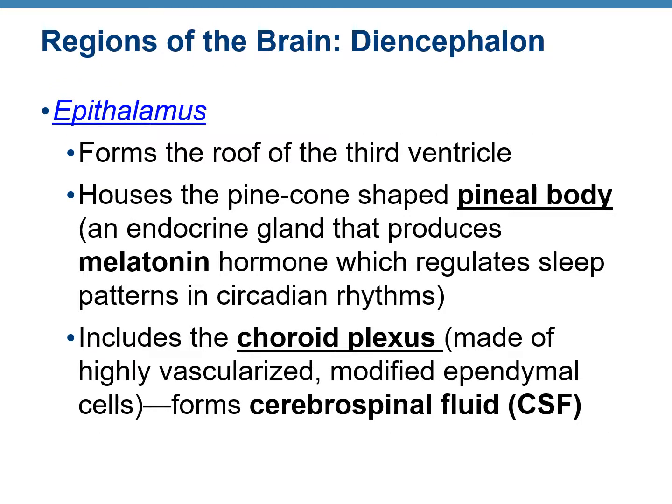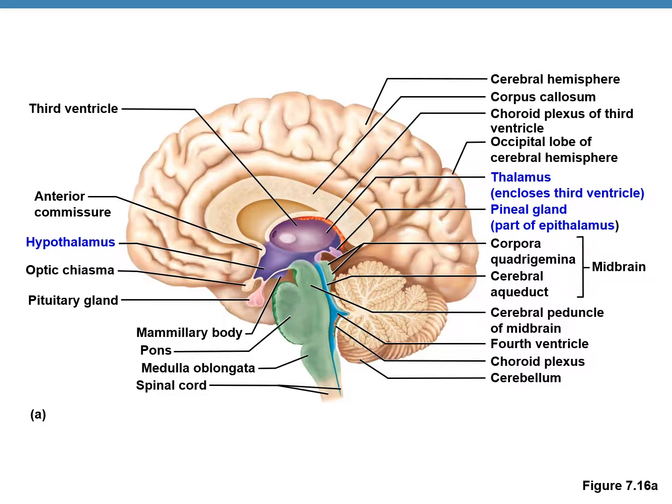The epithalamus is located on the posterior and superior aspect of the diencephalon. It forms the roof of the third ventricle. It houses an endocrine gland known as the pineal body that secretes melatonin hormone. This hormone regulates the sleep-wake patterns. Epithalamus also includes the choroid plexus, which are specialized blood vessels made up of ependymal cells, and the choroid plexus form the cerebrospinal fluid. This figure shows the thalamus, part of the epithalamus, and the hypothalamus.